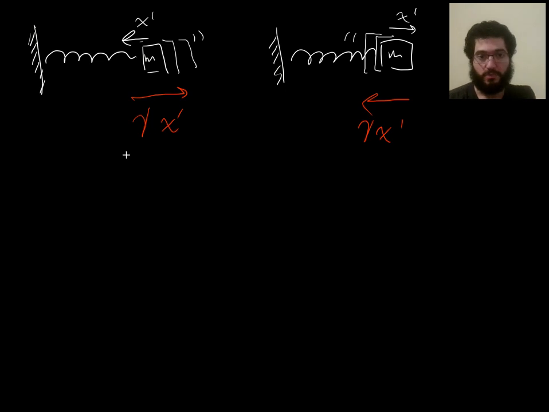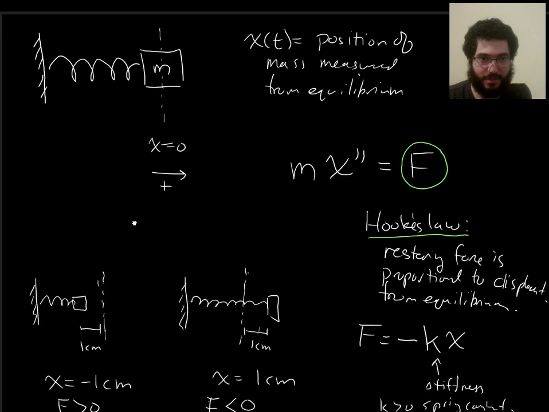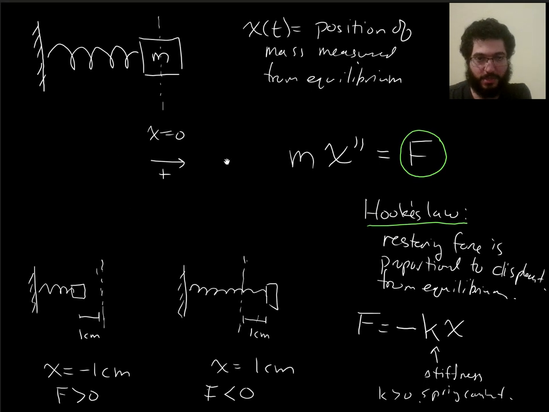Okay, but what should it be, positive or negative? So all these quantities are signed. Should it be positive or negative? Well, in this picture, x prime is negative, and I would like the damping force to be to the right, and I decided very early on that to the right in my picture is positive.